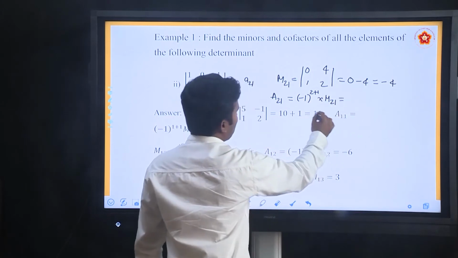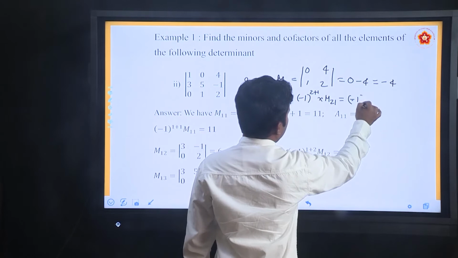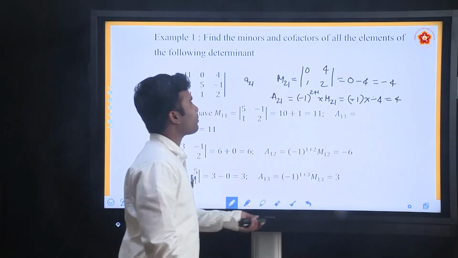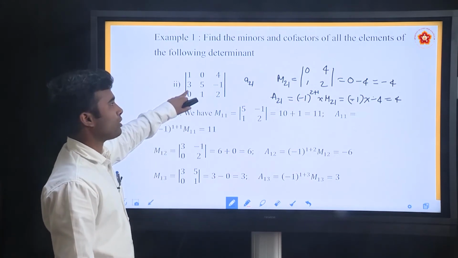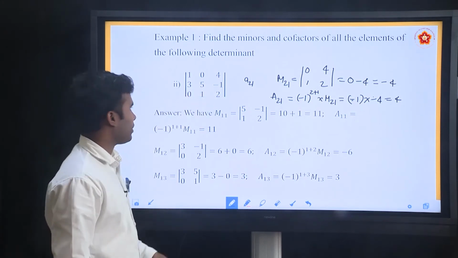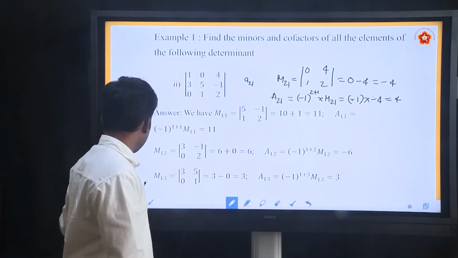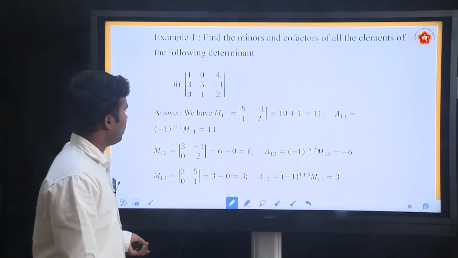What is this? Minus 1 to the power 2 plus 1 is what? Minus 1 into minus 4, which is nothing but 4. That is how we can find the minor and cofactor of this particular element. Similarly, you can do it for this and the rest of the other elements as well. You just delete the particular row and the particular column in which the element lies.